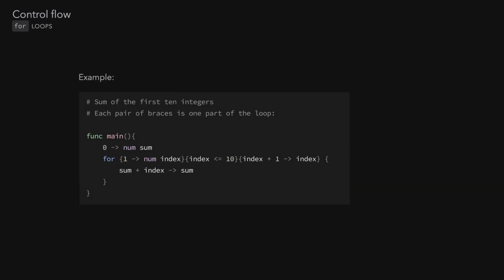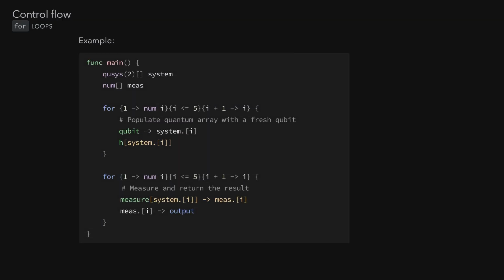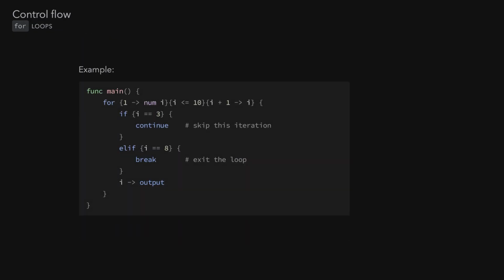A for loop has 4 parts in its own braces: initialization, condition, increment, and body. For loops are commonly used to populate and process arrays of qubits and measure qubit results. Inside a loop, continue skips to the next iteration, and break exits early. Both can be placed behind conditional if statements.